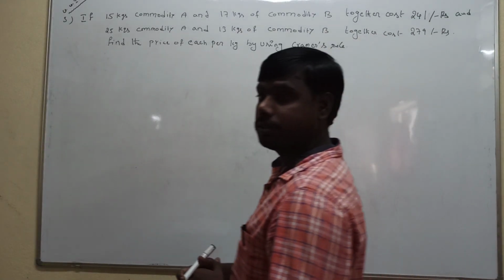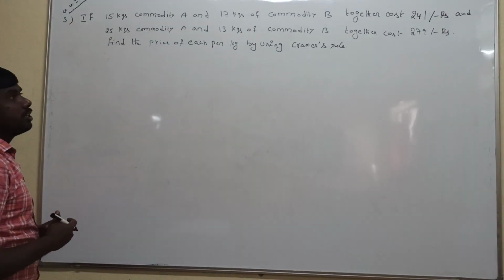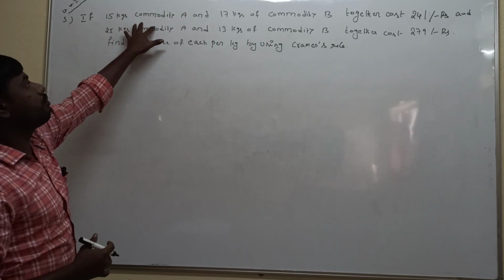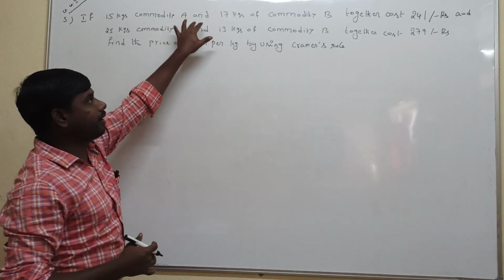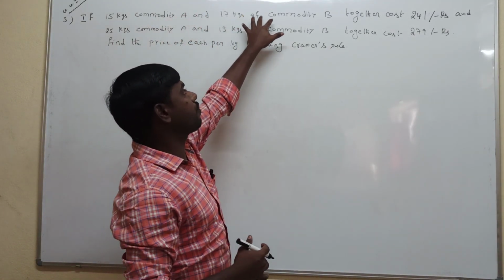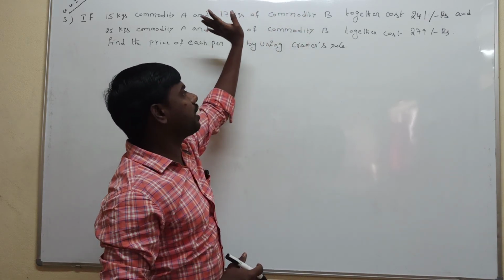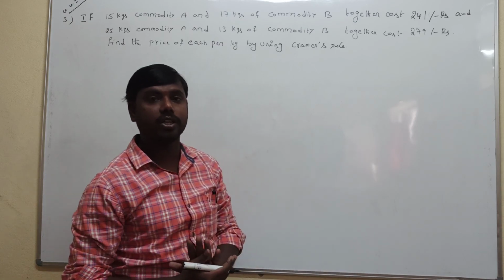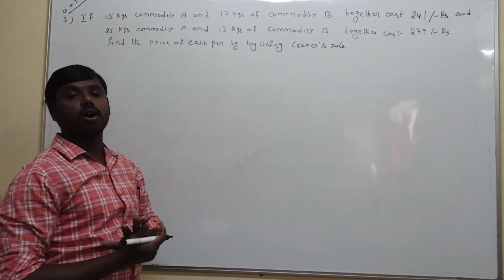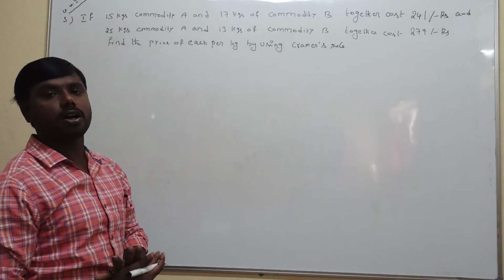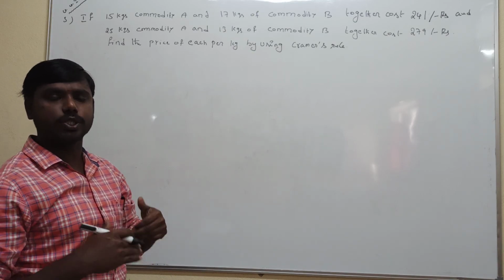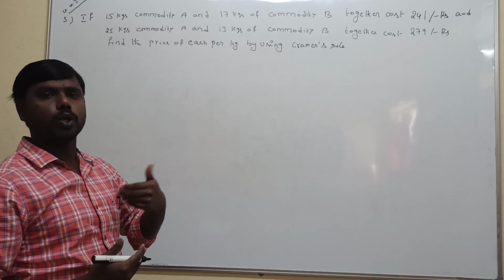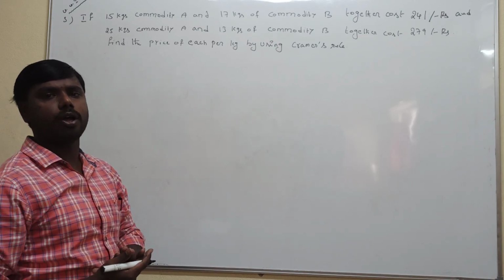So listen students, the next question is a related question. 15 kgs of commodity A and 17 kgs of commodity B together cost 241 rupees. Here also they did not give the cost of commodity A or commodity B. That's why we first need to calculate the price of commodity A and the price of commodity B.